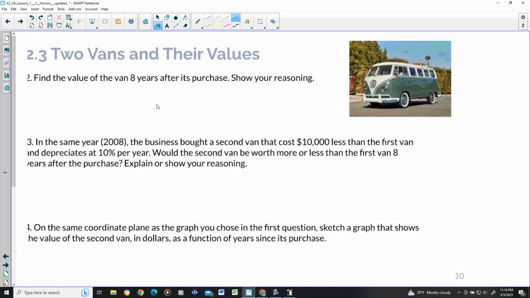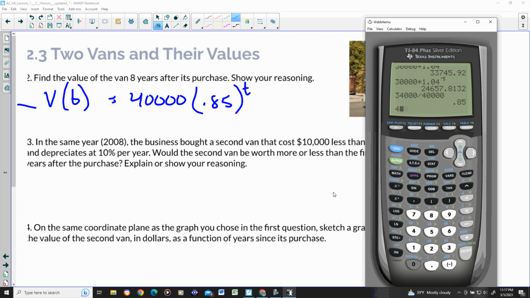All right, so now that we know that, let's use that and write an equation. So V of t, the van value, is going to equal, so we start with 40,000. My starting value is 40,000. My growth factor is 0.85, and it's going to be to the t. So all we have to do is plug in 8 for t. 40,000 times 0.85 to the exponent 8, it's worth $10,900.